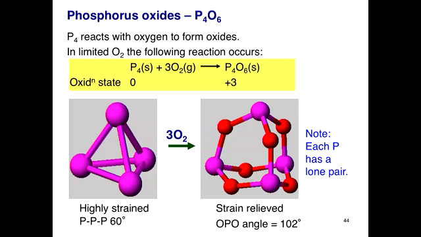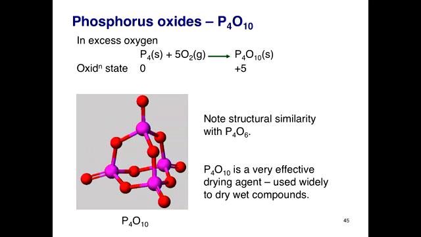But the P-O-P angle here, 102 degrees, so the strain is relieved by the oxidation in that particular case. What if we have excess oxygen present? Well, we end up with P4O10. We put an extra oxygen on each of those phosphorus atoms. There was a lone pair there, but we put a double bond oxygen in there.